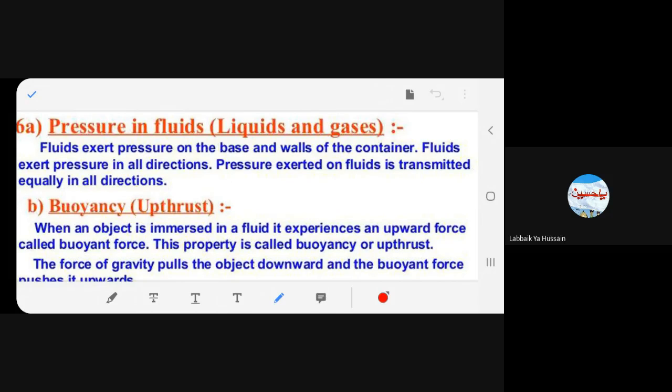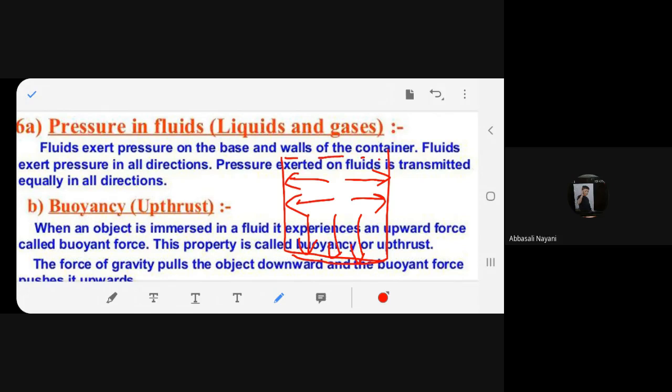What we saw is that fluids means liquid. For example, this is the container. So what it is doing, it is exerting pressure on the base. Now this is the base, the bottom is called the base, and this is the walls of the container. Yes or no? Is it clear now?